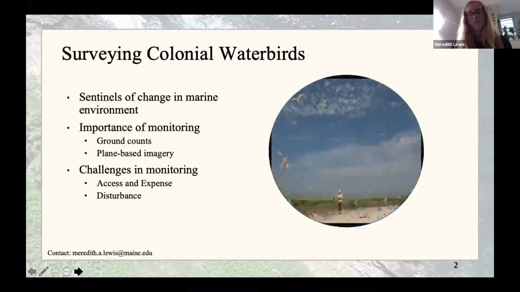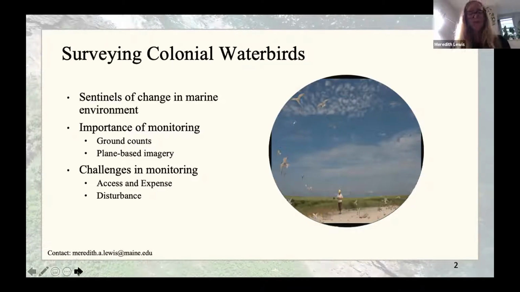And then ground counts also can cause a lot of disturbance. In fact, for some species here in the Gulf of Maine, we don't even walk through the colonies at all. So if you're not walking through colonies to get that information on how many eggs you have in a nest or how many birds are actually nesting there, you might be missing some critical information that is important to the management of these species as a whole.